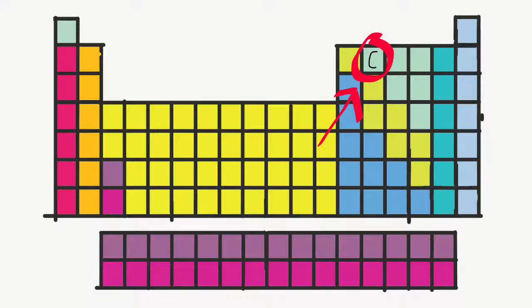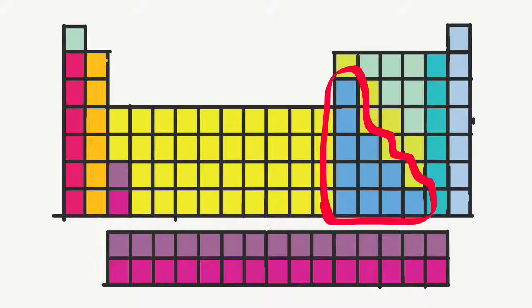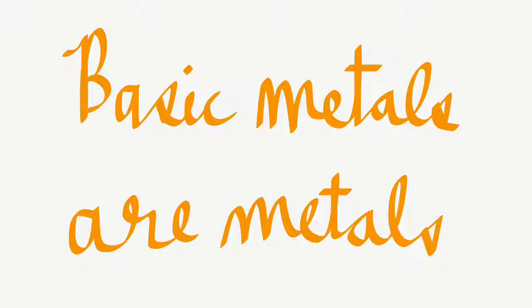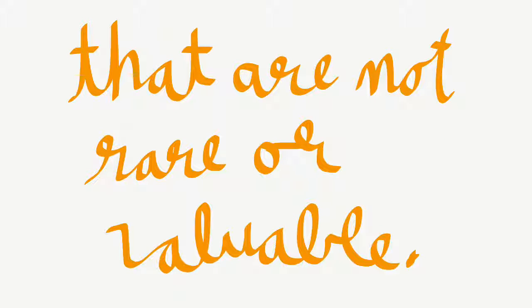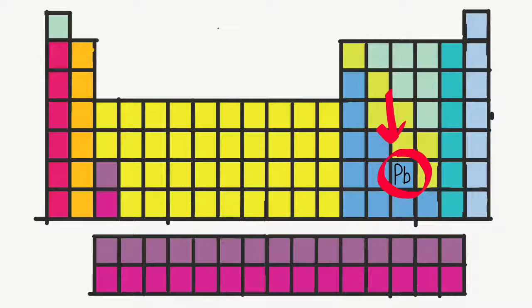The even more greenish squares are non-metals. Carbon is a non-metal. The blue squares are basic metals. Basic metals are metals that are not rare or valuable. Lead is a basic metal.